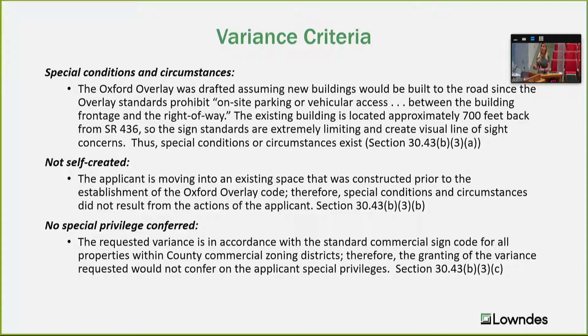What we're also asking for when we go before the Board of County Commissioners, when we have to get approval for our site plan, is we're kind of mix and matching. Again, given the fact that it's an adaptive reuse and the code just frankly does not talk about how you deal with a building that was already built in the Oxford Overlay District before the code came into place. This is not self-created. Again, we're moving into a place that was constructed prior to the establishment of the Overlay District, so those special conditions and circumstances didn't result because of the applicant. It wouldn't confer a special privilege.